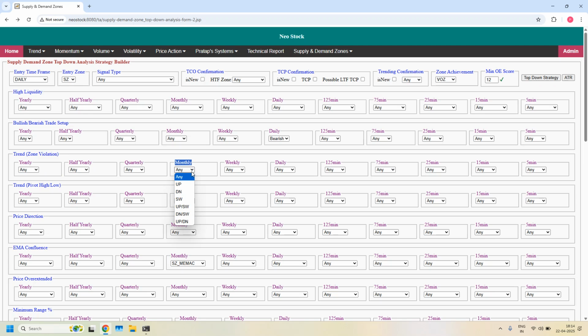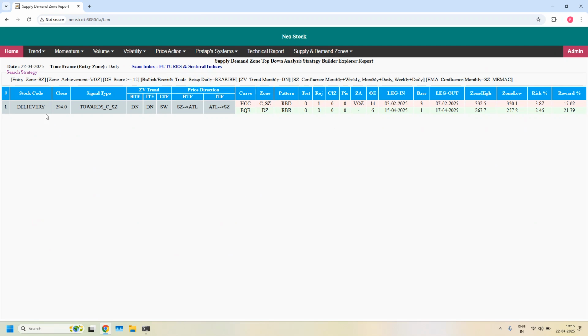And trend on the monthly should not be sideways, it should be downtrend because it is bearish trade setup. So that one stock is filtered. That means this daily supply zone is having more high probability to get success. So this is about bearish trade setup for monthly income trade. Next we will look into weekly income trade stocks.